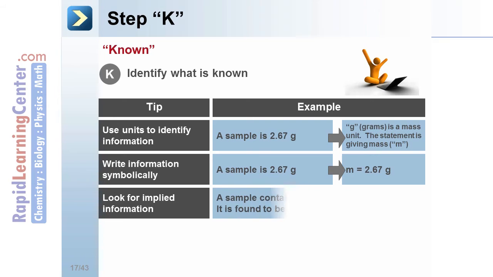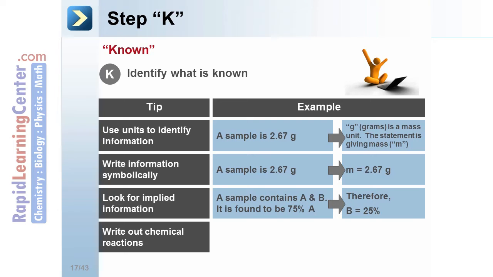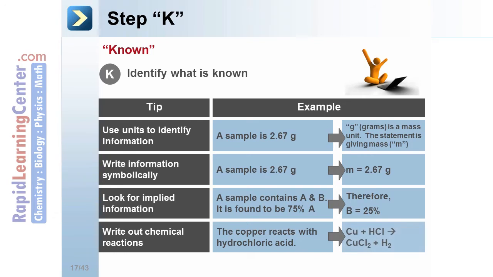Look for implied information. If one percentage is given, the other can be implied. Write out chemical reactions. Rather than reading them in sentence form, write them symbolically.